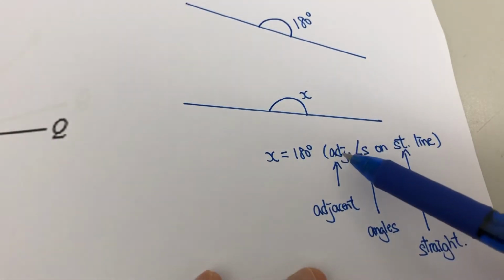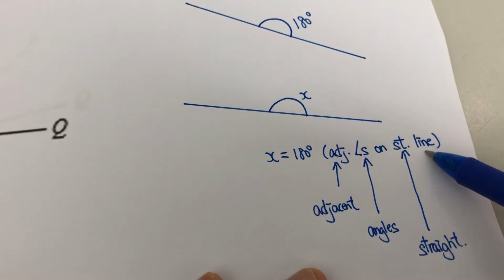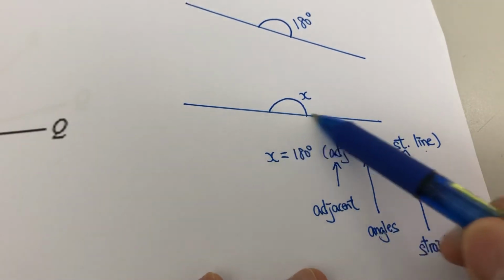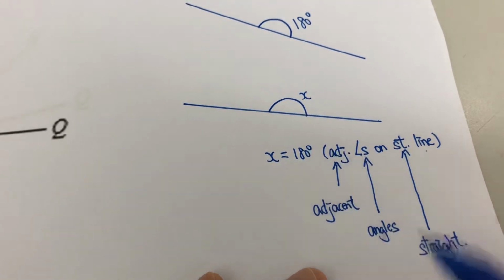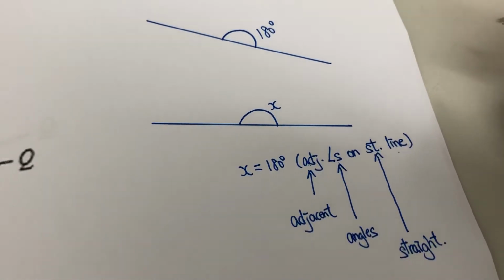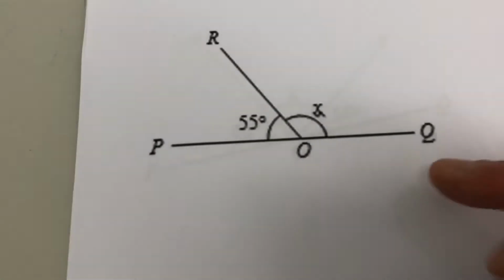So please remember the reason. Adjacent angles on straight line. As long as it is an angle on a straight line, the size must be equal to 180. Okay? So let's see how do we make use of this fact to help us to do math. Now let's go back to this exercise.